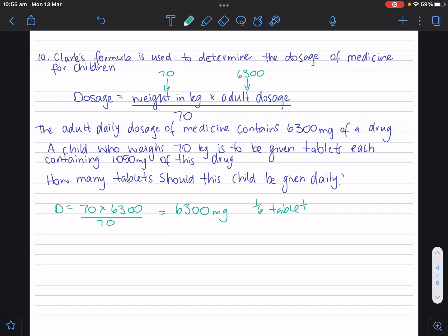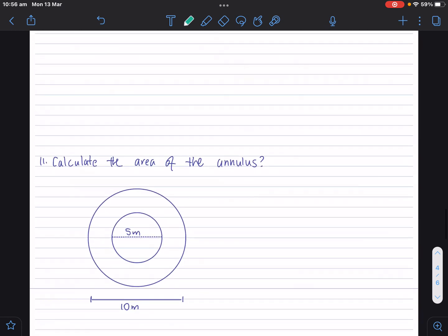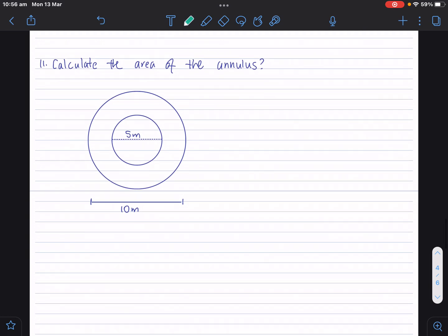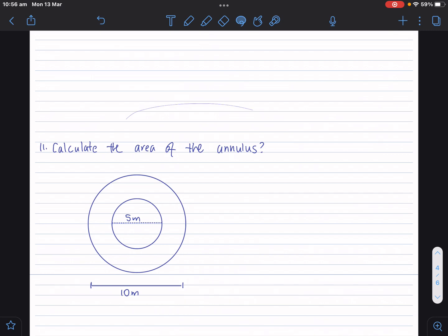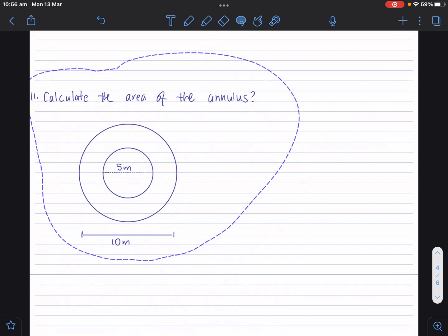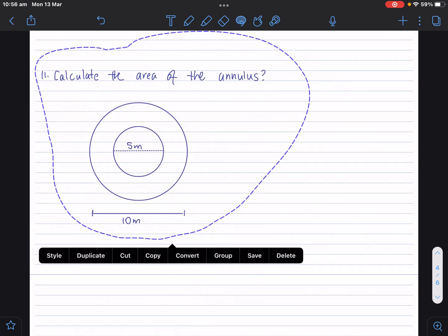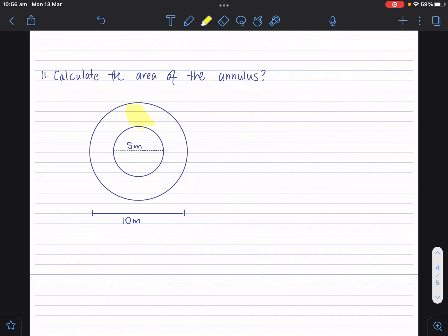Question 11. Calculate the area of the annulus, meaning just the donut section of this. So if I use a highlighter, it's just going to be this section here. Now, in order to find that section, I need to find the area of the big circle minus the area of the small circle.